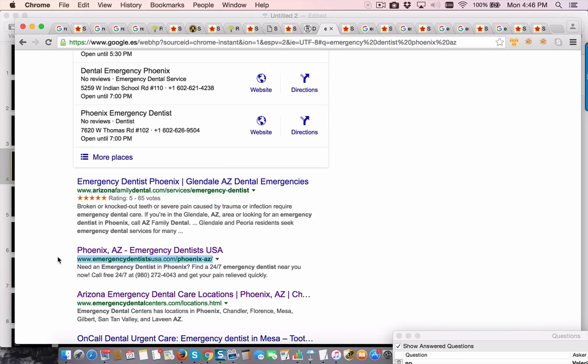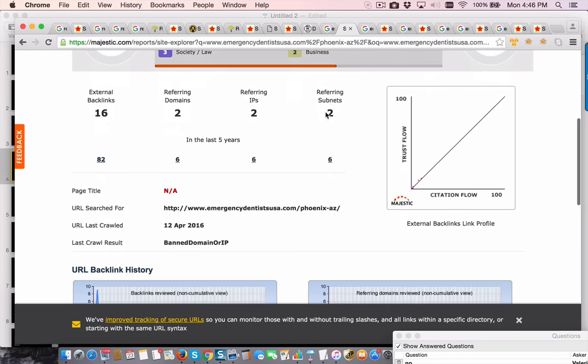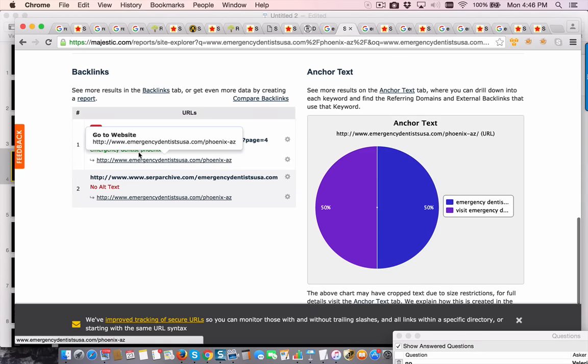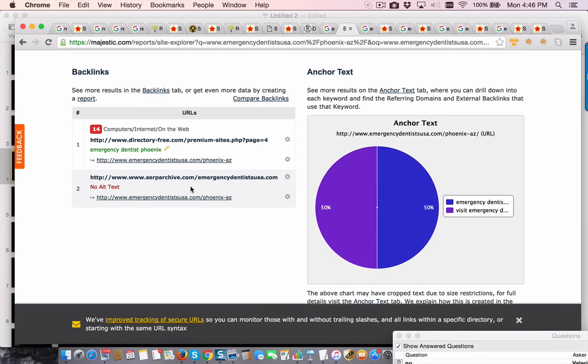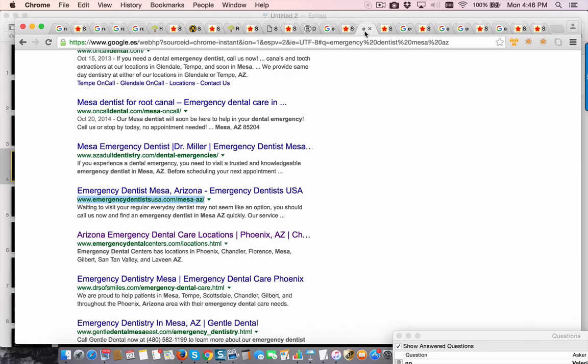So anyways, let's take a look at this one, which is ranking in Phoenix, and from my IP address, it's number 2. Who knows what it is from yours. Check it out. How many links do they have? 2 crummy links on that right here. 2 crummy links, a directory and some other piece of junk backlink. Okay. You can see this time and time again.